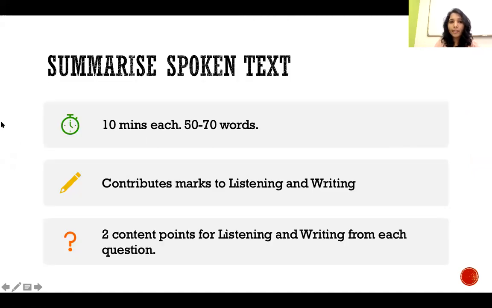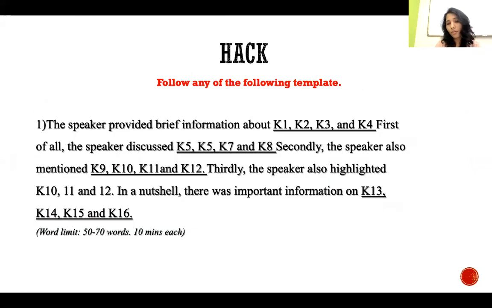Section 1 of listening is this question type, which is called summarize spoken text. So here you're given 10 minutes for each question. There are 3 questions. This also gives you points towards writing. Here you listen to an audio and you summarize it. So I showed you a template. So here you make columns, you write down your keywords and you fill it into the template, okay?